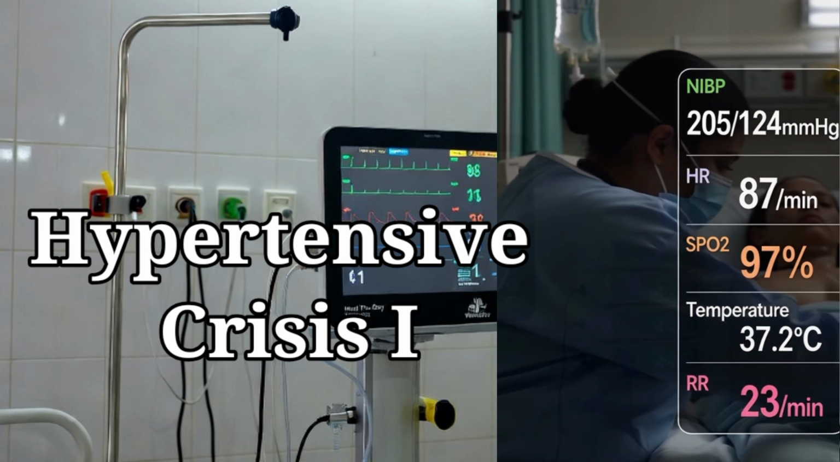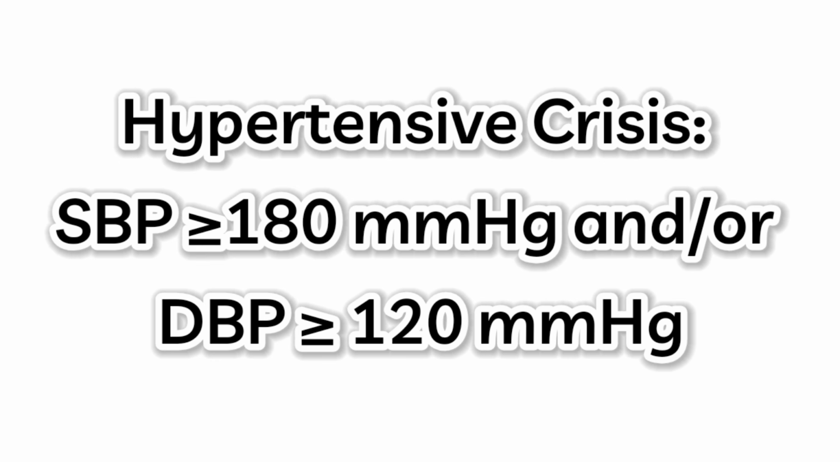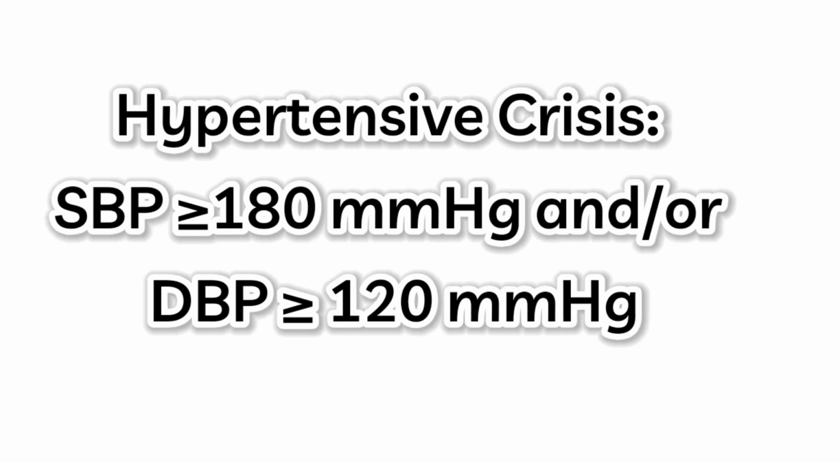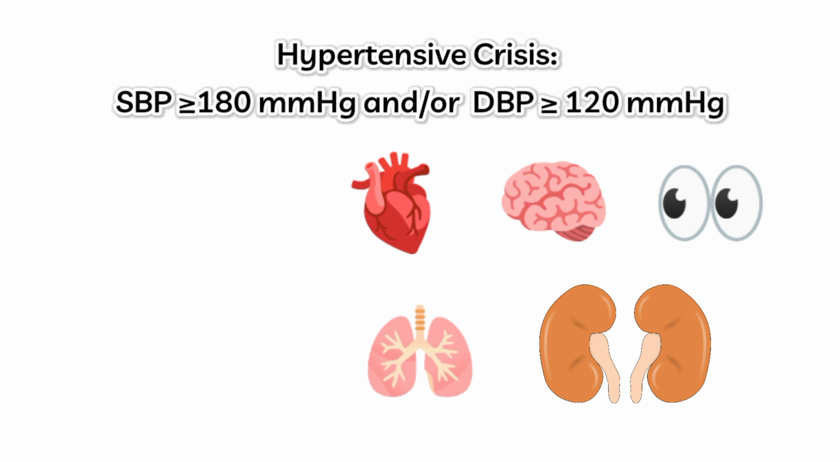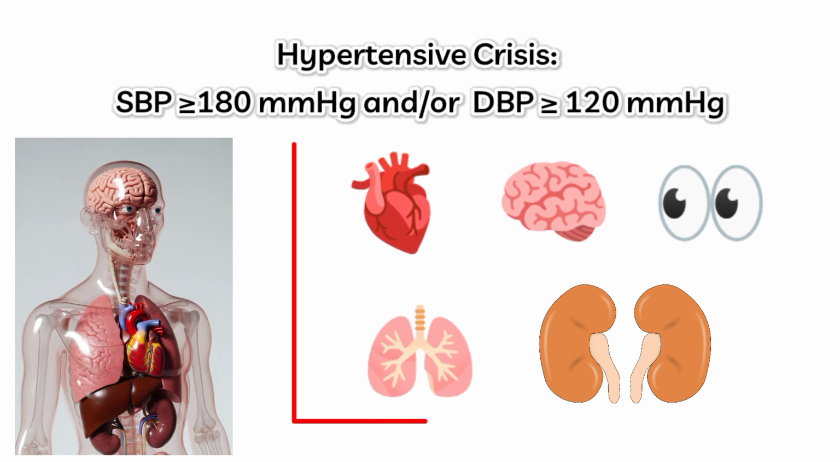Let us begin. Hypertensive crisis occurs when blood pressure elevates dangerously high, where we have a systolic blood pressure of equal or more than 180 millimeters of mercury and/or diastolic blood pressure of equal or more than 120 millimeters of mercury. This can damage key organs of the body like the heart, brain, kidneys, and the eyes if they are not addressed quickly. It's not just about the numbers, it's about the risk to the body.